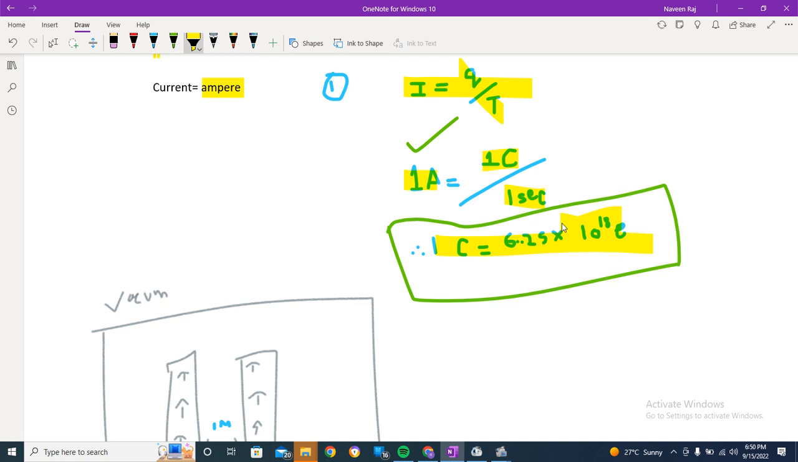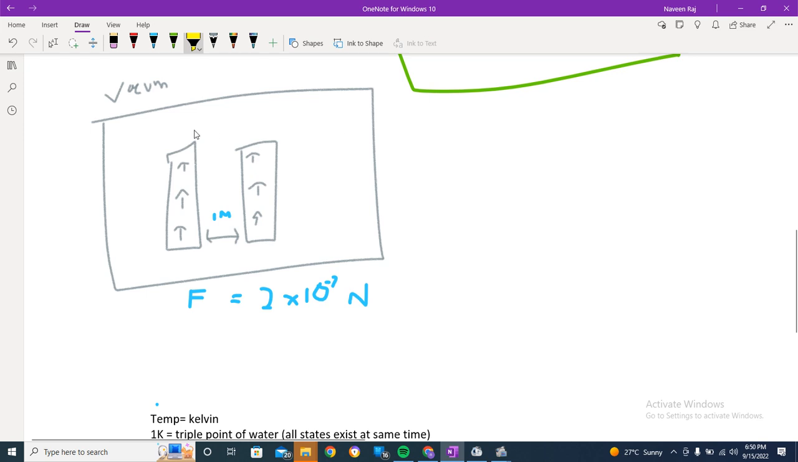We have another way to determine this as well. We have two wires placed in a vacuum, and the current is flowing in the same direction in both, and there is a force between them. If the currents were in opposite directions, we would have a repulsive force. With the same direction, there is an attractive force, and the magnitude of the force is 2 × 10^-7 newton, when they are at a distance of 1 meter.